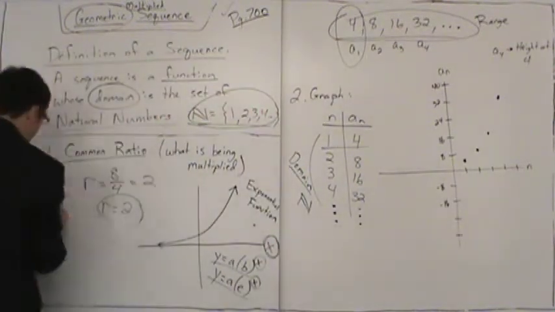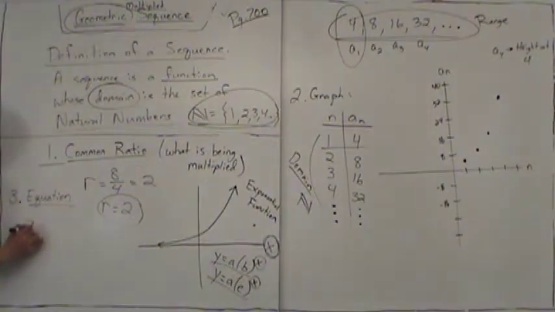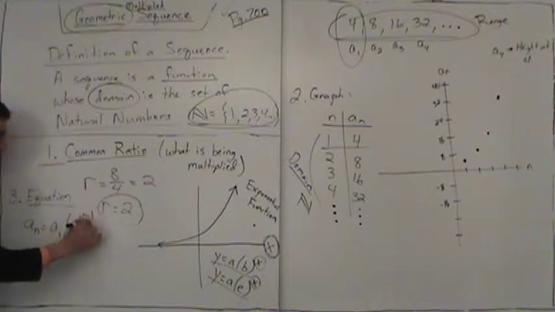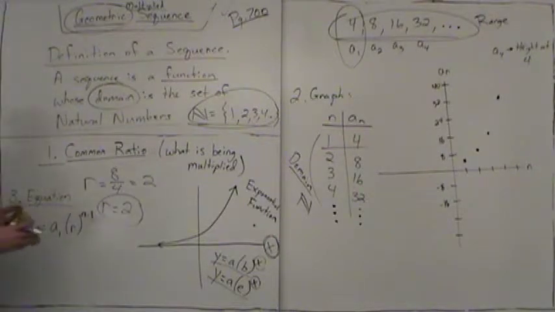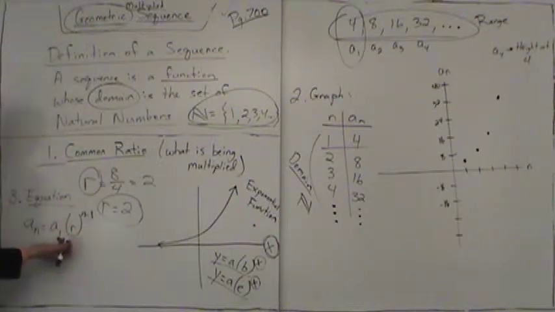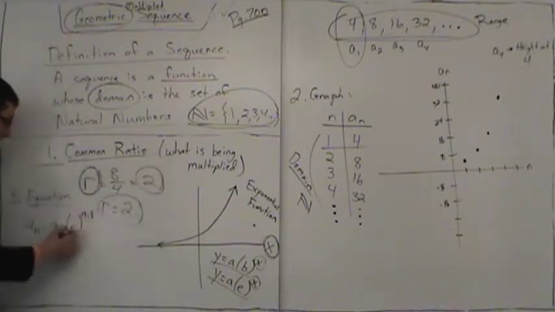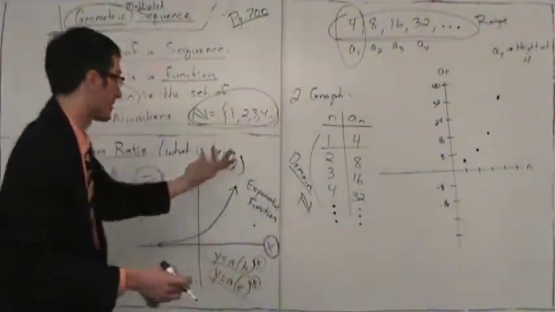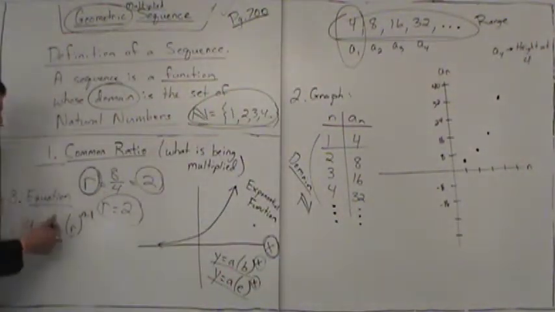Height at 1 here is 4. I'll show you why. The equation, which is just memorized, is a sub n equals a sub 1 times r to the n minus 1 power. r is the common ratio. We already found this to be 2. And a sub 1 is our height at 1. Height at 1 is what? 4. So we're going to write the equation very easily here in a moment.